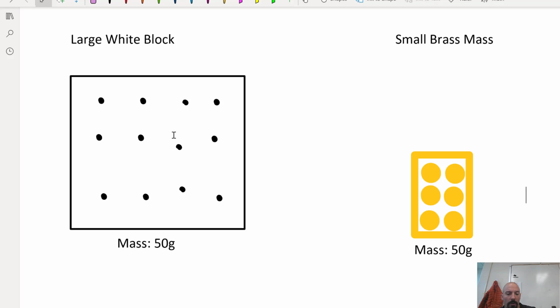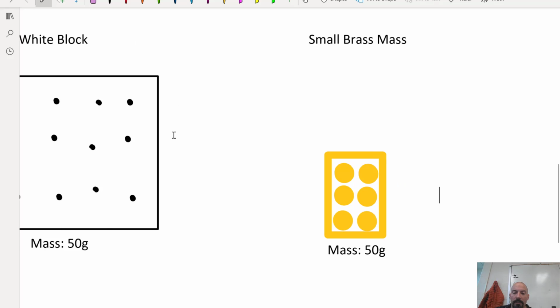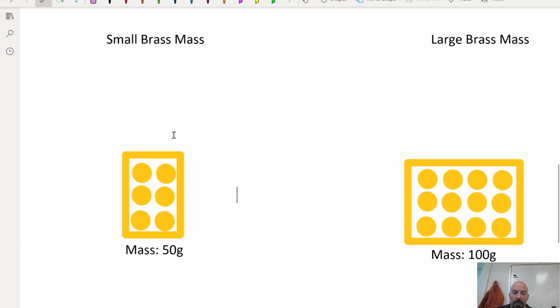Now, let's go with one more comparison, for the small brass and the large brass. Now, this large brass is definitely bigger in volume and bigger in mass. However, I want you to take a look at how we can represent these two things with the particle model. Even though this is bigger and heavier, more massive, look at the spacing that we have for these two. They're equal spacing, which means their densities are equal.